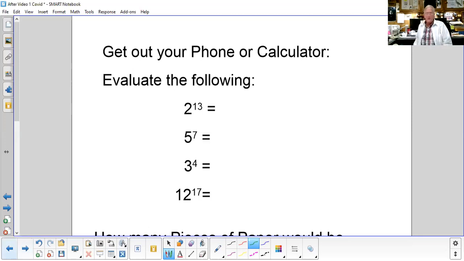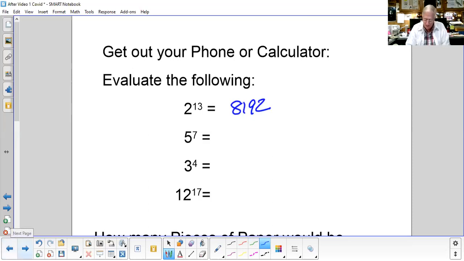But 2 to the 13th power would be 2 times itself 13 times. So 1, 2, 3, 4, 5, 6, 7, 8, 9, 10, 11, 12, 13. 8,192, I believe, is the answer to that. So that's 8,192.